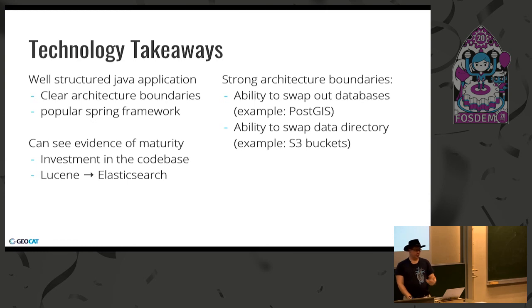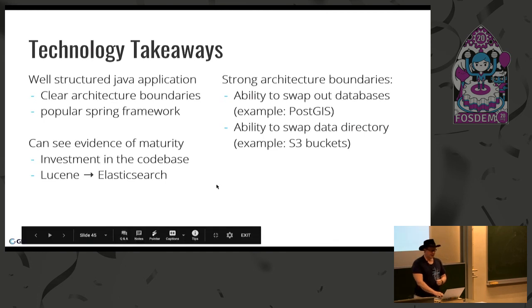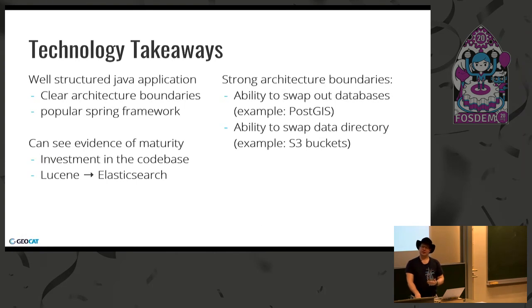So it is a well-structured application. It's got really clear boundaries between the server and the front end, and you see organizations making use of this division. When we look at GeoNetwork deployments, people have completely replaced it and made their own front end from scratch, or they've made very extensive modifications. You can also see some real evidence of maturity, with organizations investing in the code base and doing major architectural changes. And you can swap out the database, and you can swap out the data directory for S3. So some folks have put some thought into this.